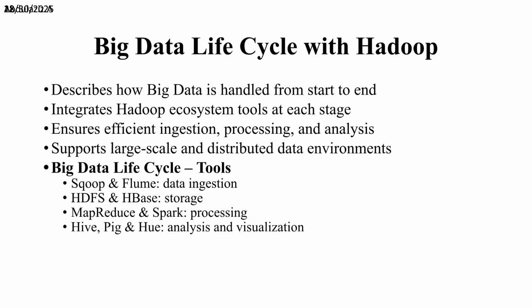The Big Data Lifecycle with Hadoop describes how big data is handled from start to end, integrating Hadoop ecosystem tools at each stage. Tools like Sqoop and Flume are used for ingestion, HDFS and HBase for storage, MapReduce and Spark for processing, and Hive, Pig, and Hue for analysis and visualization.